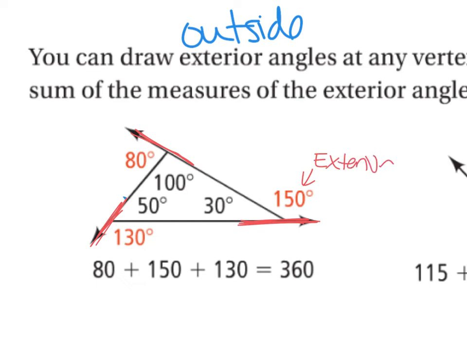Okay, if you notice how they find those exterior angles, they make a straight line, so they're always supplementary. They add to be 180. 80 plus 100 is 180. 30 plus 150, 180. 50 plus 130, 180. So they're always going to make supplementary angles with the interior angle.